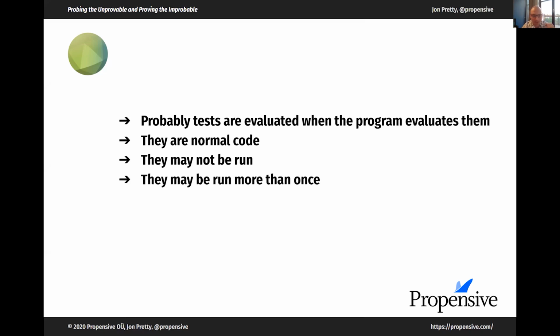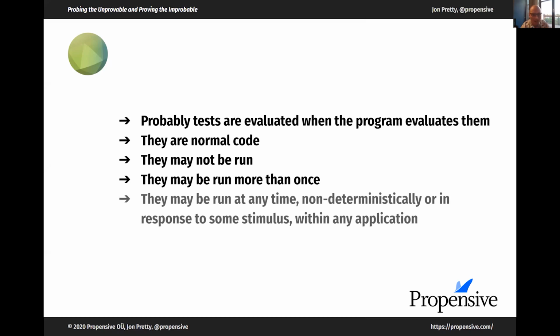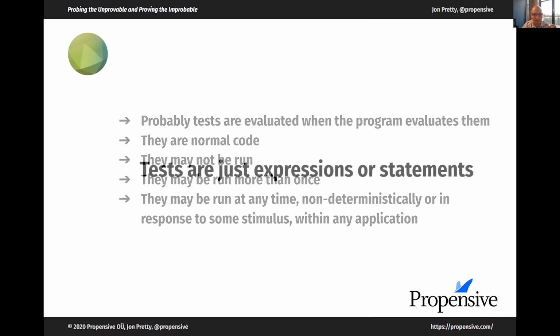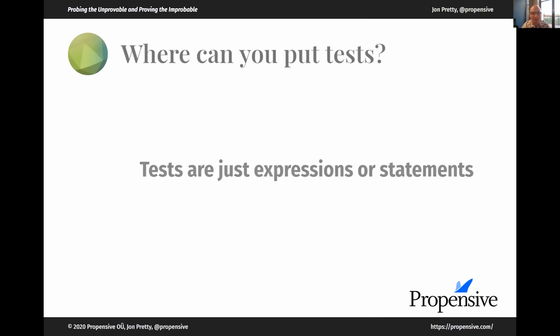They may run more than once, in which case you get an aggregation of the results of the test being run more than once. In general, they can be run anytime, even non-deterministically. They can be run in response to a stimulus. So you could have a test in the handler for a web server: a request is sent, it runs the test, processes the request, but also records the result of the test in the process. You can literally put them anywhere. Tests are just expressions or statements.